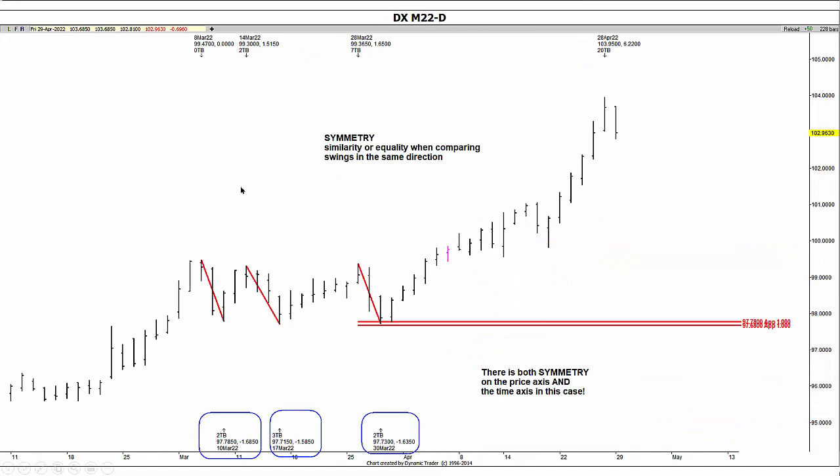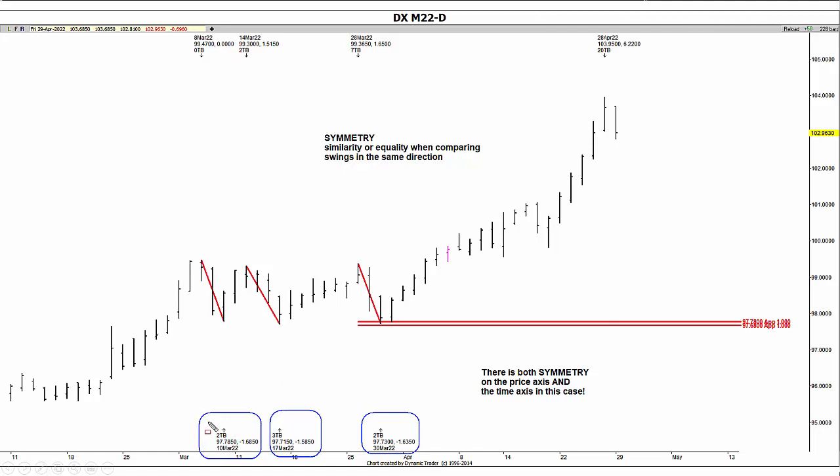Okay, I've got another example of symmetry. So remember, symmetry is similarity or equality when comparing swings in the same direction. And when I have symmetry included in my cluster setups, they're typically stronger setups because of the symmetry. But again, similarity or equality when comparing swings.